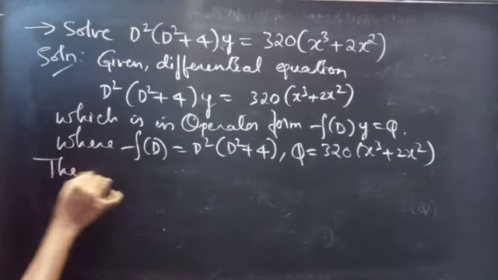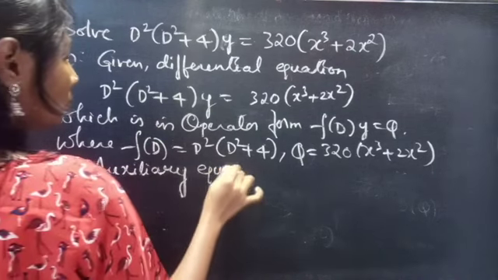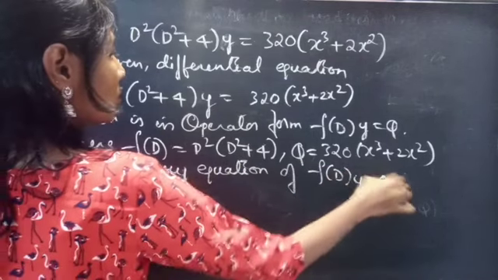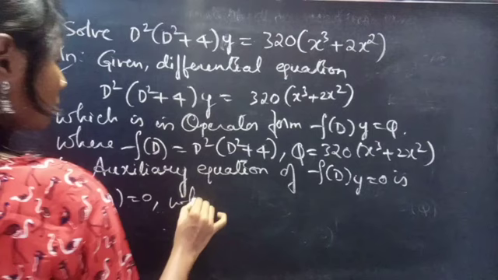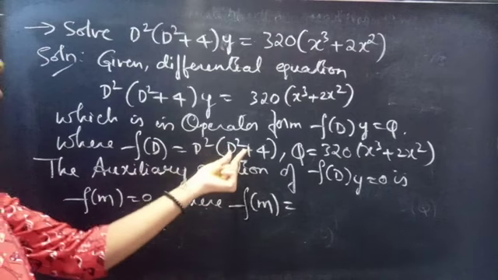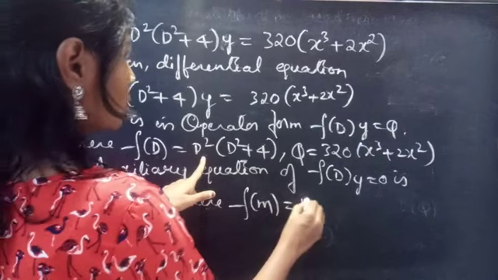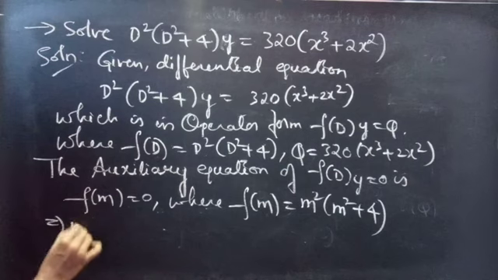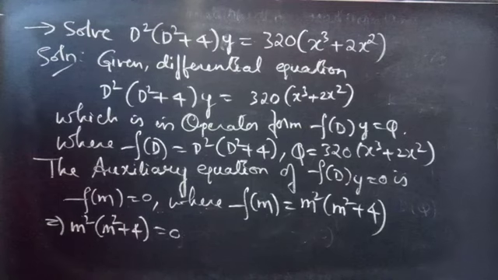We know that the auxiliary equation of F of D into y equals to 0 is F of m equals to 0, where F of D is D square times D square plus 4. Then F of m will be, just replace the differential operator by m, then we'll get m square times m squared plus 4. Then our auxiliary equation becomes m squared times m squared plus 4 equals to 0.